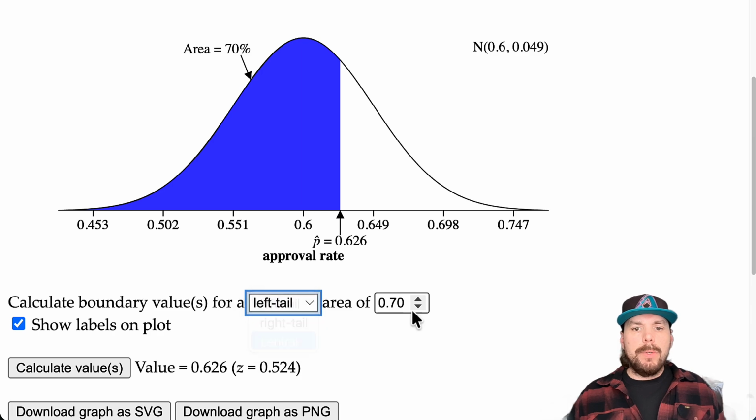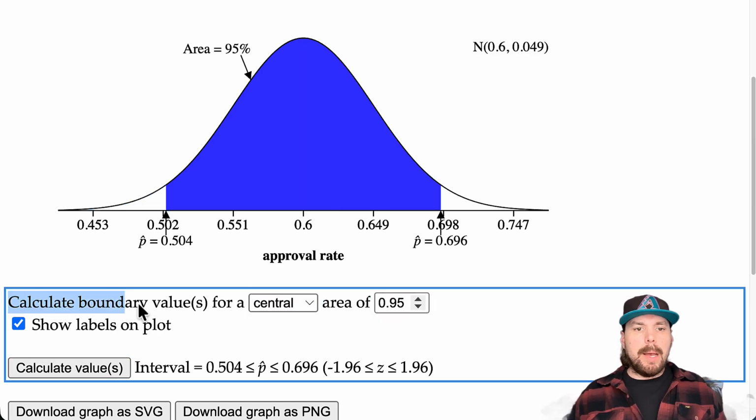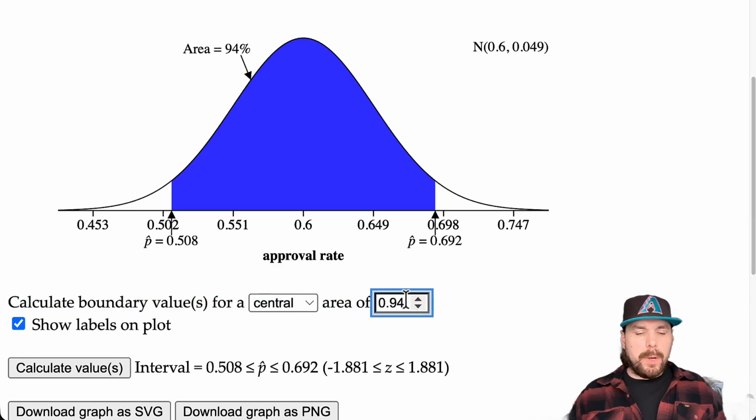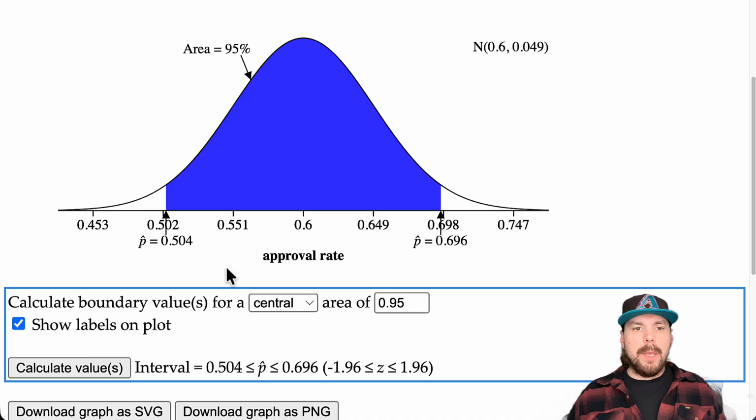We might also use it to construct a confidence interval, that is calculating a boundary value for a central area. If I have a confidence level of 0.95, I will put that in, and this gives me the lower and upper bounds of a confidence interval. We can see this confidence interval is entirely above 50%, going from 0.504 to 0.696, which would be good evidence, this sample providing good evidence that the population proportion, or the proportion of all voters, is actually above 50%.